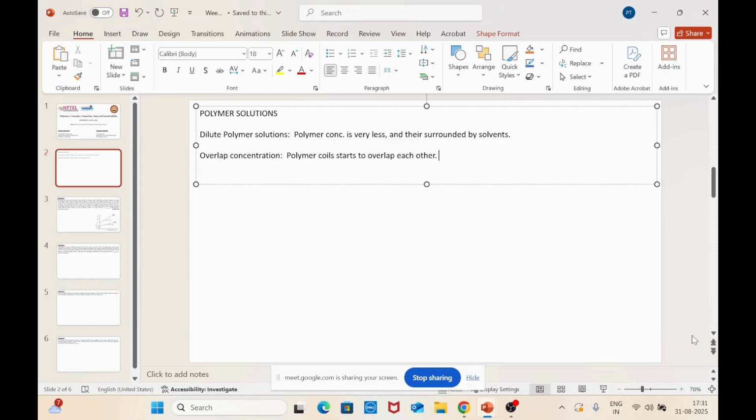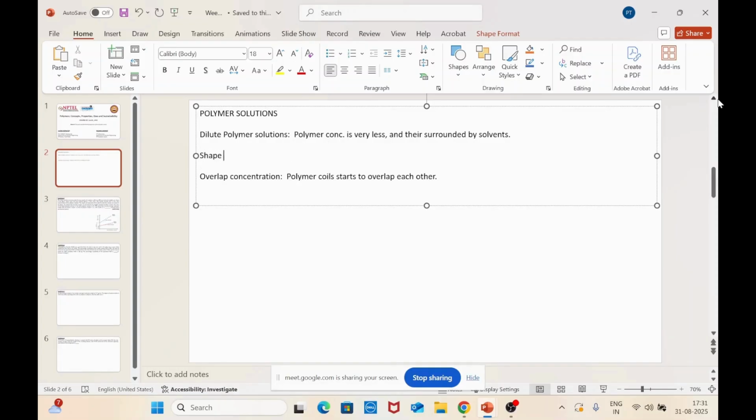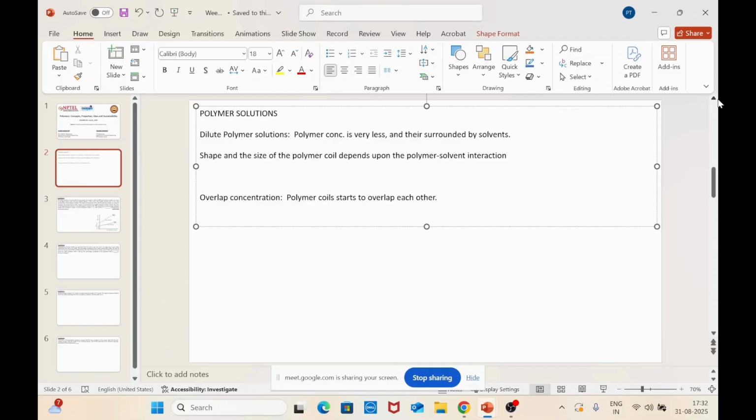So let me write this. The shape and the size of the macromolecule, or you can say the polymer coil, depends upon the polymer-solvent interaction. Based on this, we can classify the type of solvent into three different varieties. One is the theta solvent, another one is the poor solvent, and another one is the good solvent. A poor solvent, or you can say a bad solvent.